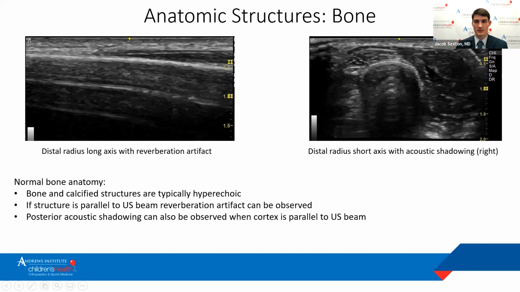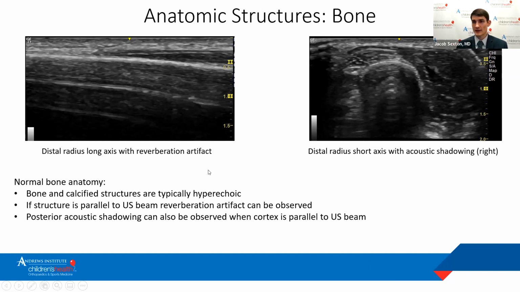So this is the exact same radius. Now I'm just turning in short axis here. Again, we have a nice hyperechoic structure coming across here with acoustic shadowing on this side and acoustic shadowing on this side. And where the cortex is exactly parallel to the transducer, we're getting that reverberation artifact even better on this than we did on the other image. You can see the nice uniform repeating pattern, and this is typically seen with bony structures.